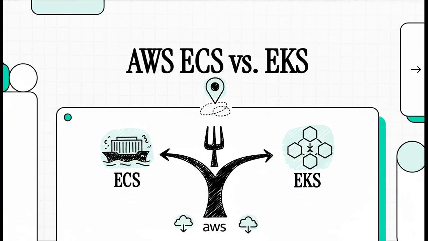All right, let's get right into it. If you're working in AWS, you've probably stared at this exact fork in the road, ECS or EKS. They're both incredibly powerful ways to run your containers, but man, they are different beasts. So let's map out this territory and figure out which path is the right one for you.